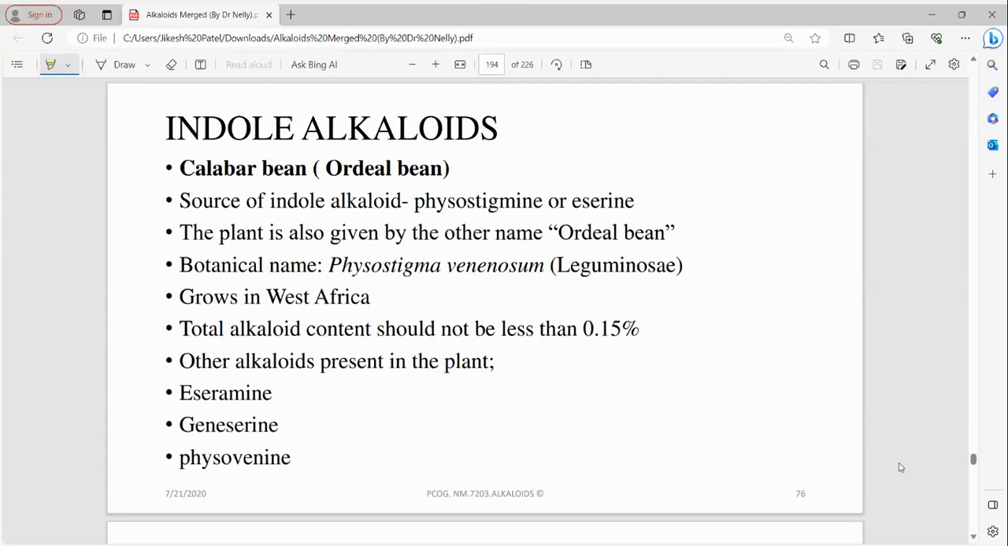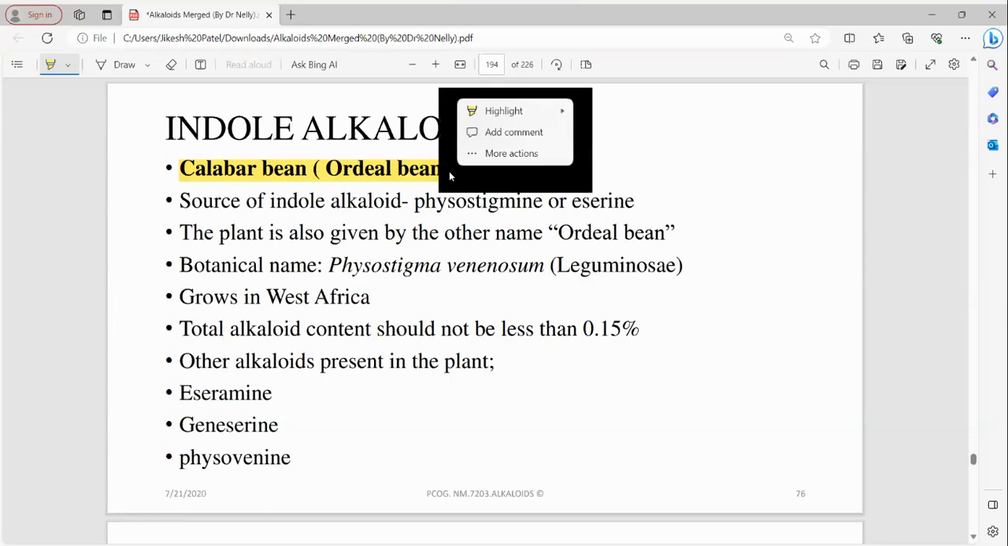Nice. Okay. So for strychnine, remember the source. That's Nux vomica. Strychnine, Nux vomica. Okay, strychnine, Nux vomica.